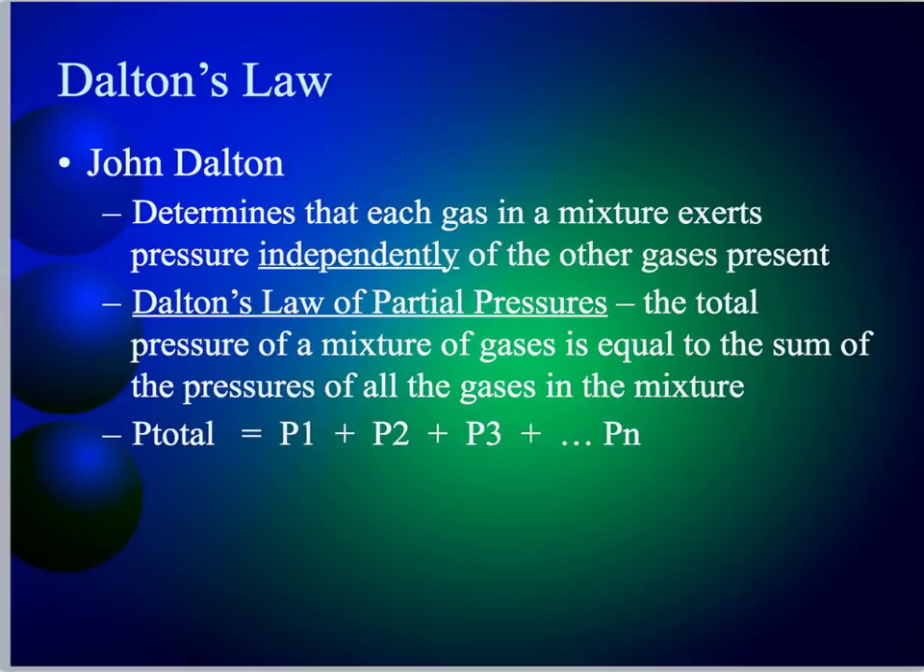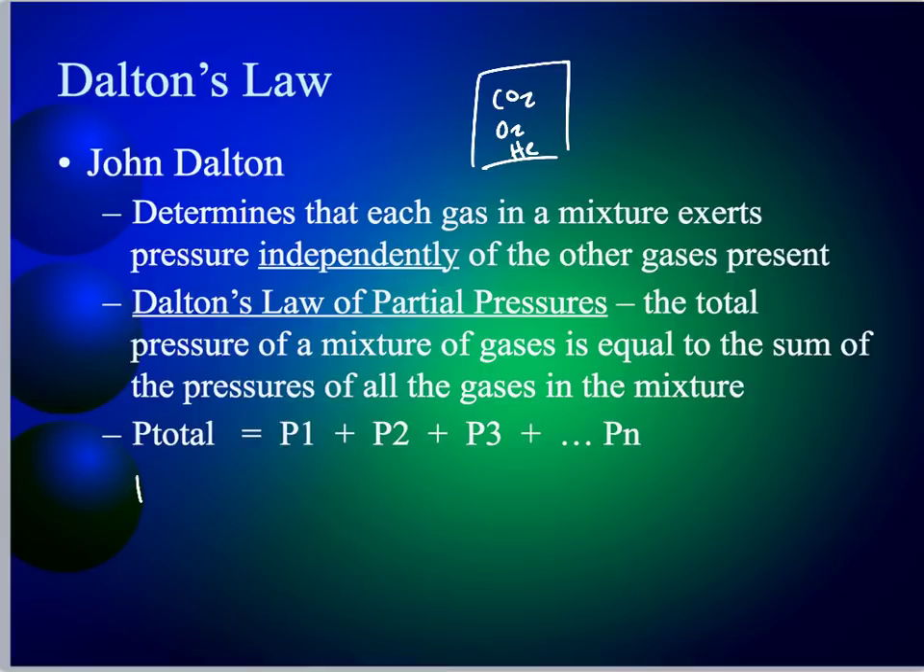Okay, so Dalton's law of partial pressures: the total pressure of a mixture of gases is equal to the sum of the pressure of all the gases in the mixture. So this is like you've got a container with several things, CO2, O2, helium, whatever, and each one of those gases exerts its own pressure on the walls of the container, and the container experiences the pressure of all three added up. It doesn't experience some lesser amount or greater amount, it's just all three added up.